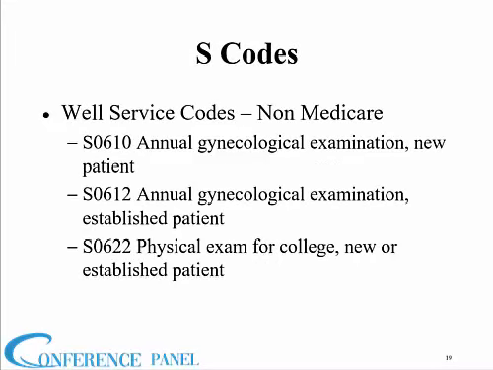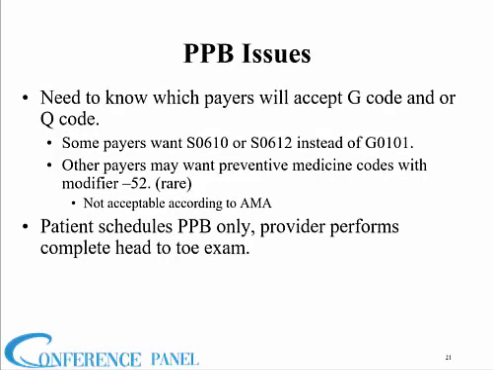Now, you have to be aware that there are some separate S codes out there. They're not payable by Medicare, but some of the Blues will accept these codes. You need to know what payers will accept G codes or Q codes for pap and pelvic. And some payers want the S codes instead of a G0101. Other payers may want preventive medicine with a modifier 52. According to the AMA, that's not acceptable.